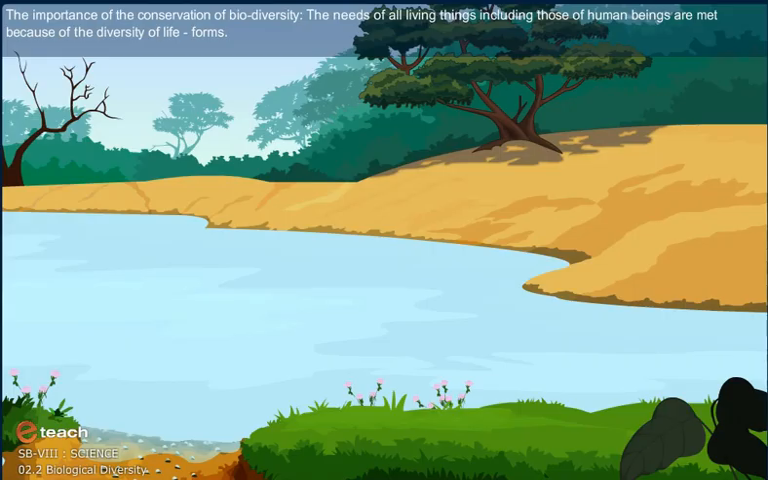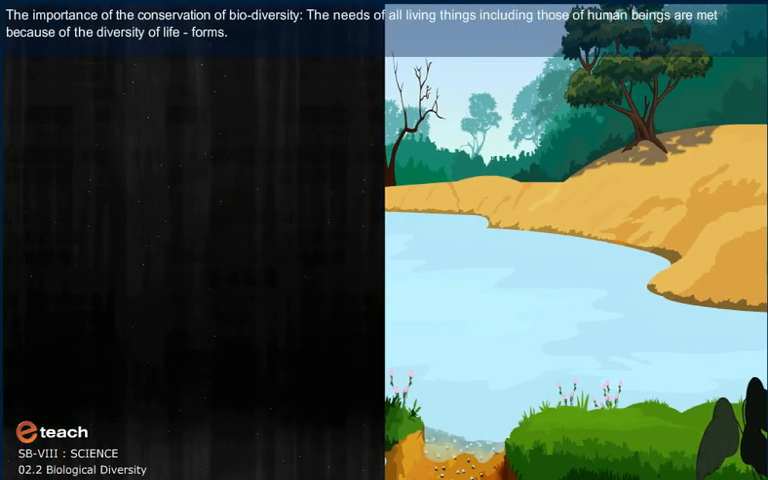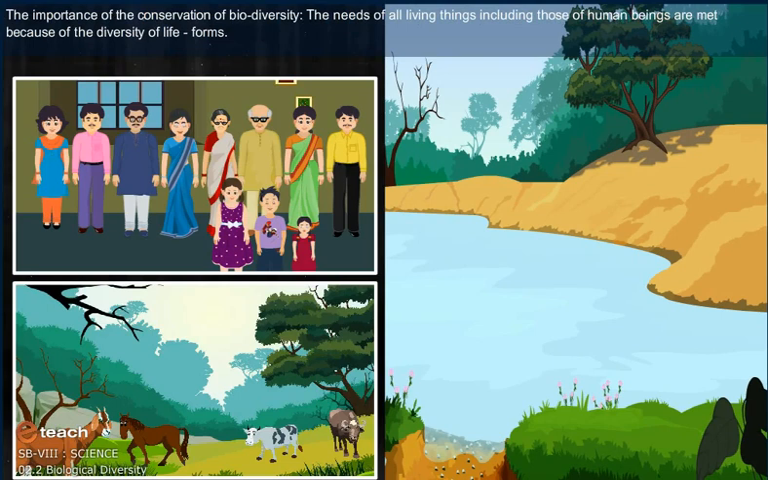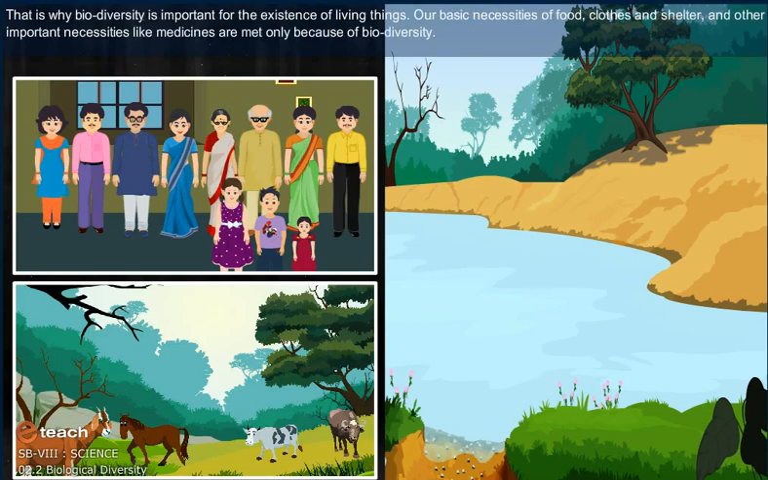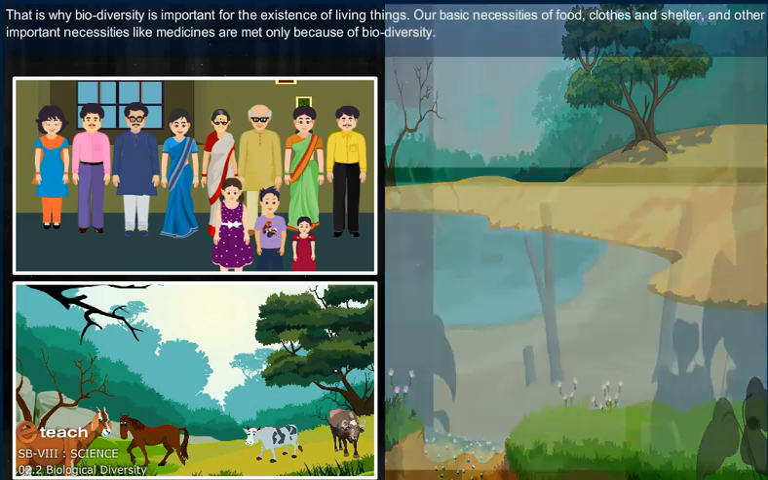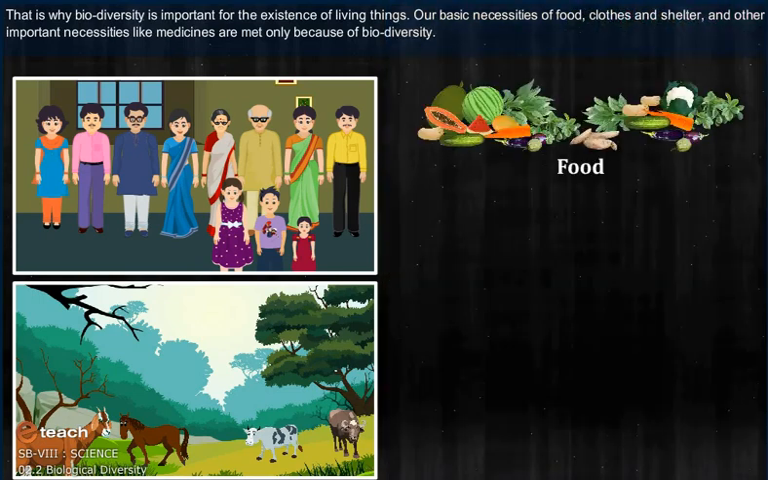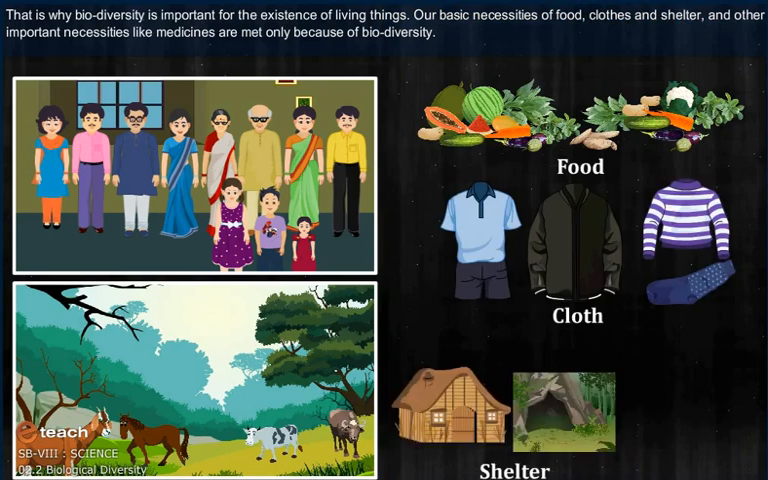The needs of all living things, including those of human beings, are met because of the diversity of life forms. That is why biodiversity is important for the existence of living things. Our basic necessities of food, clothes, and shelter and other important necessities like medicines are met only because of biodiversity.